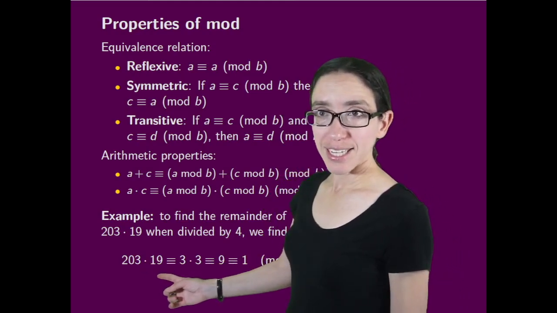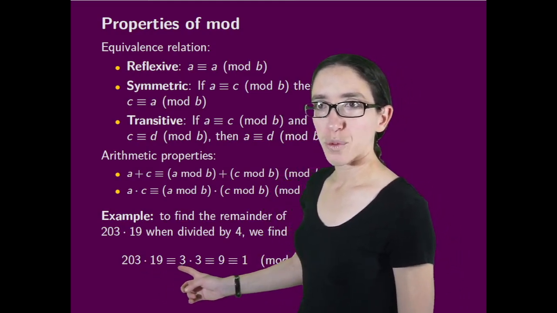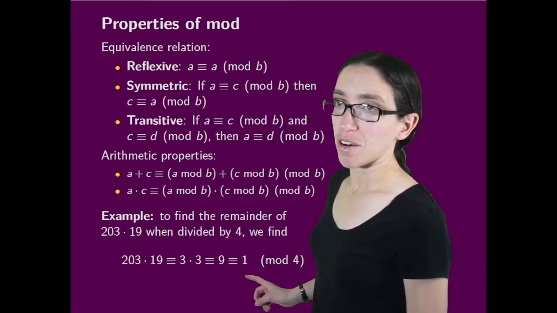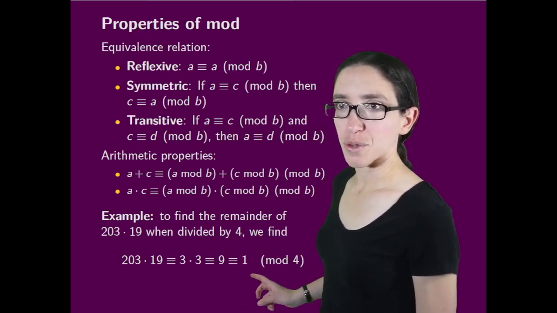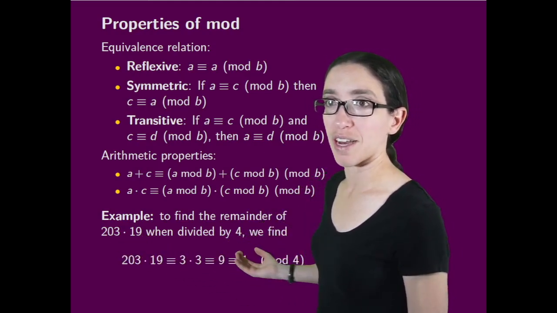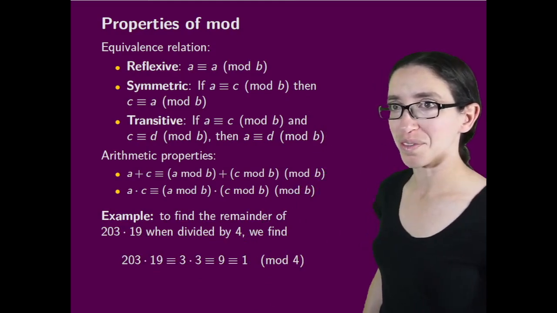And the remainder when 19 is divided by 4 is also 3, so we can just do 3 times 3 instead. That's 9, which has a remainder of 1 when you divide it by 4, and so the total answer is 1. You can check this. If you take 203 times 19 and you divide it by 4, you're going to have a remainder of 1.